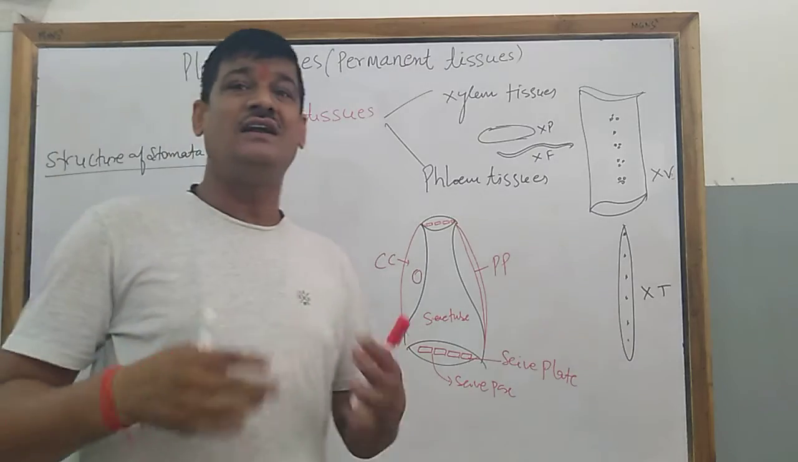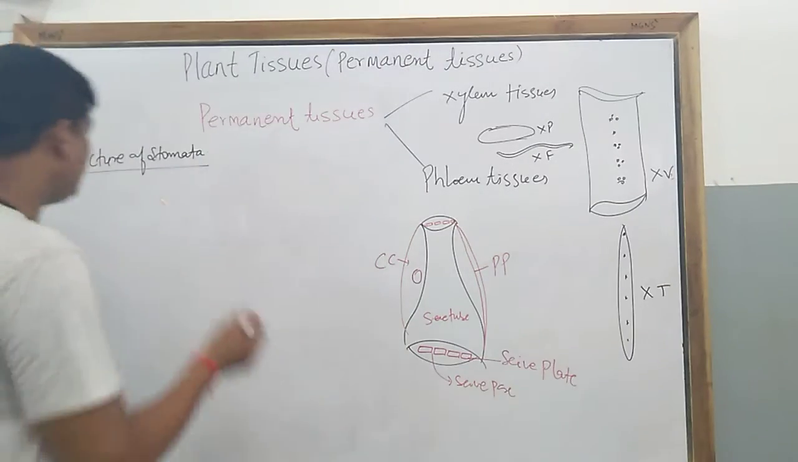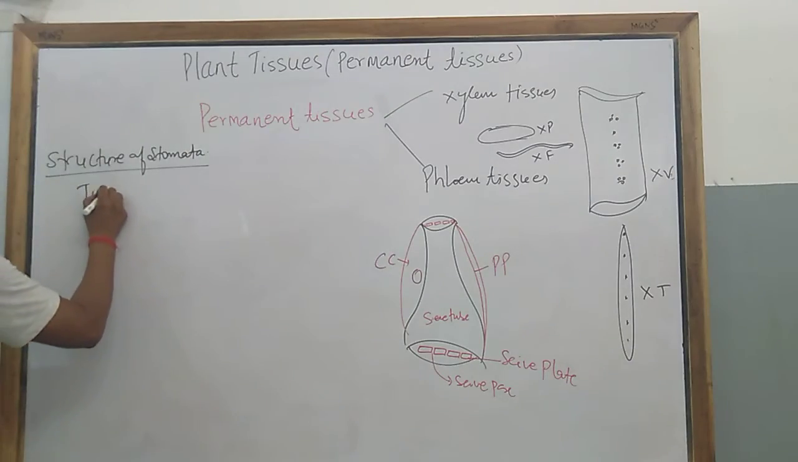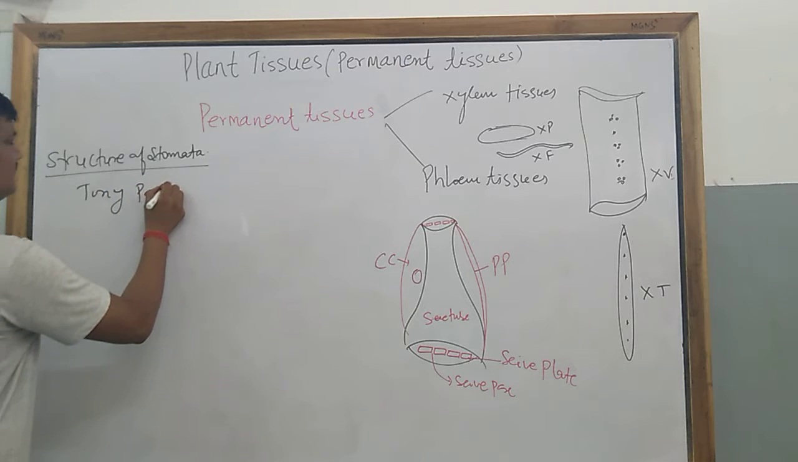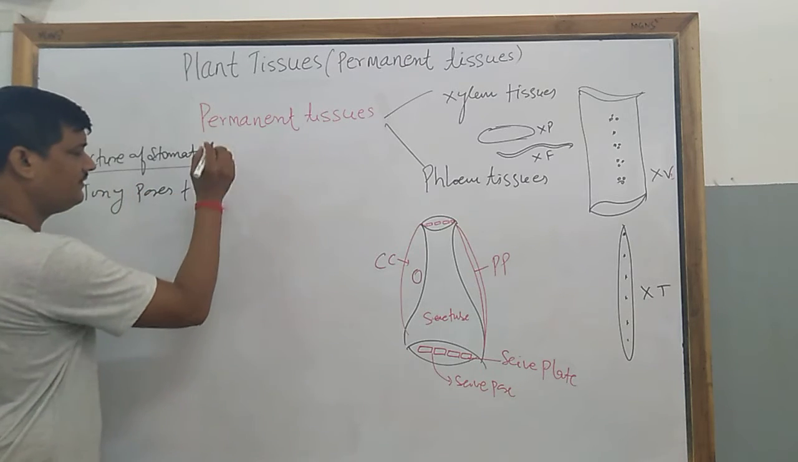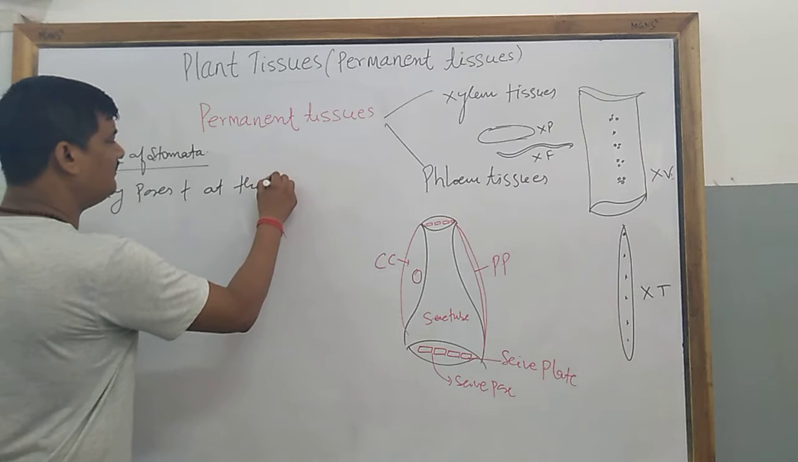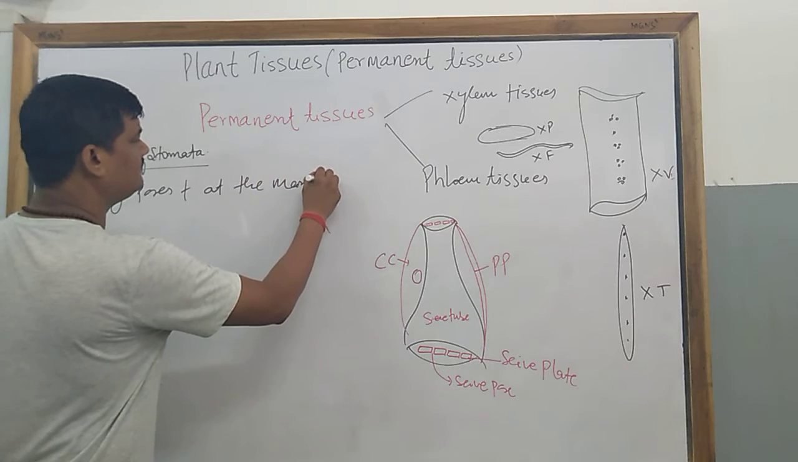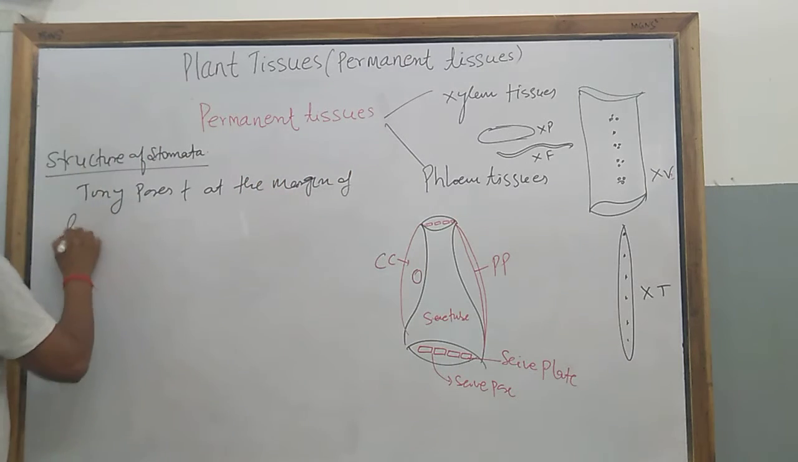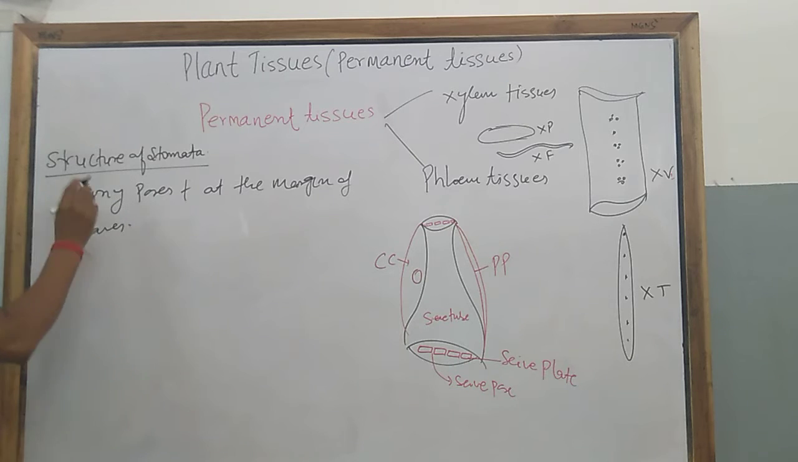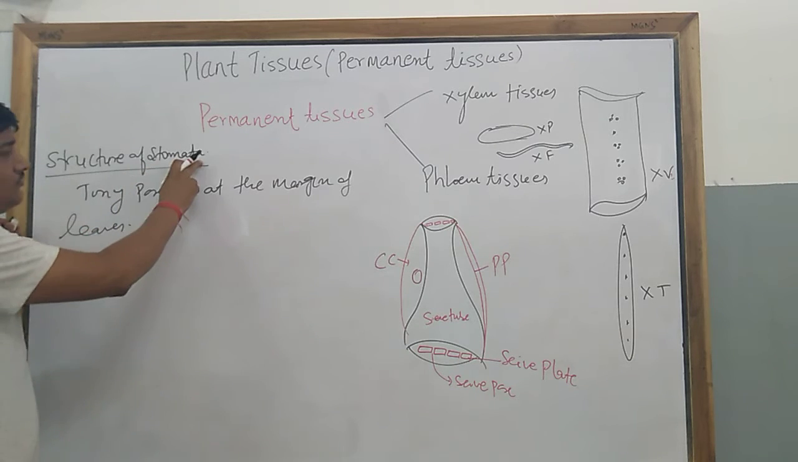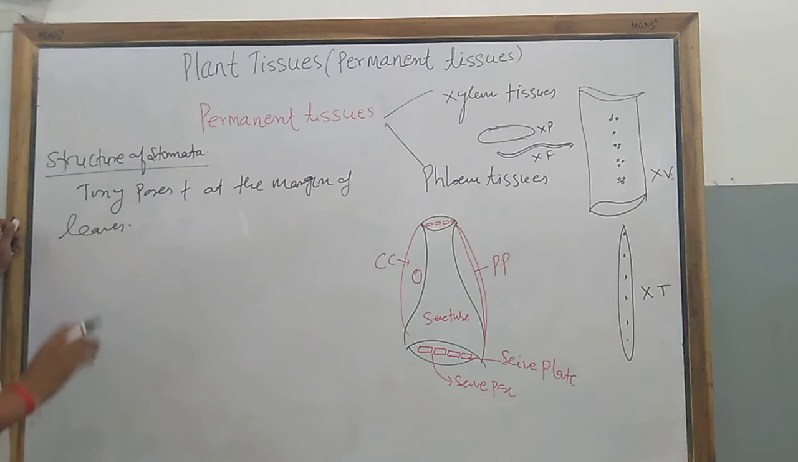Now the question is, what are the stomata? So stomata are the tiny pores present at the margin of leaves. So what is the structure? Stomata are the tiny structure, the tiny pores which is present on the margin of the leaves.